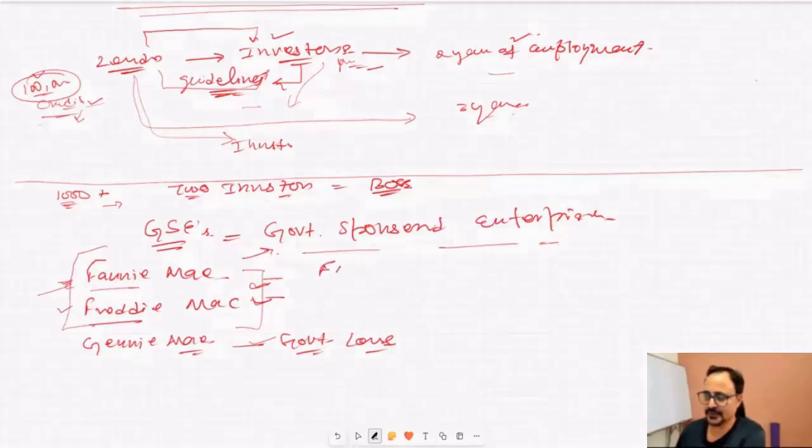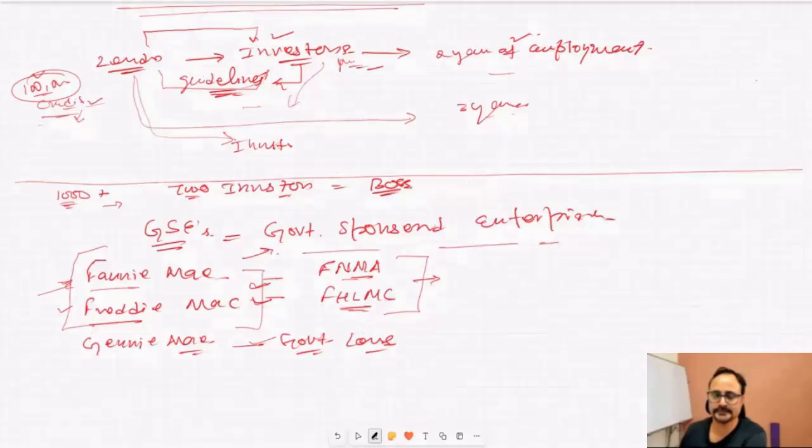Fannie Mae's short form is FNMA, and Freddie Mac is FHLMC. Fannie Mae and FHLMC means Freddie Mac, right? Now you guys need to get the full form of these two. The full form of Federal National Mortgage Association, right? Federal Home Loan Mortgage Corporation. Is it correct or not? You need to tell me.